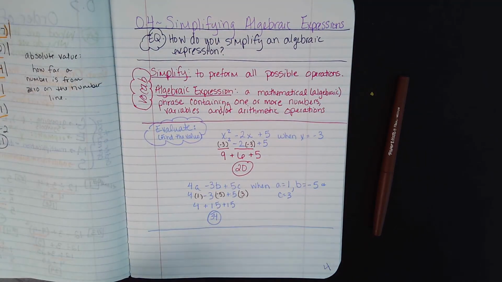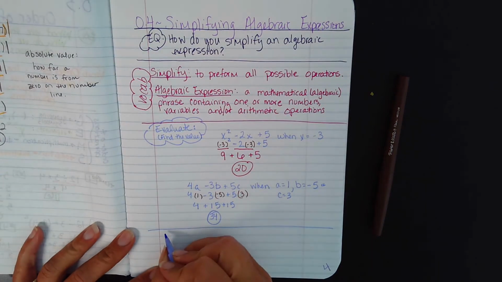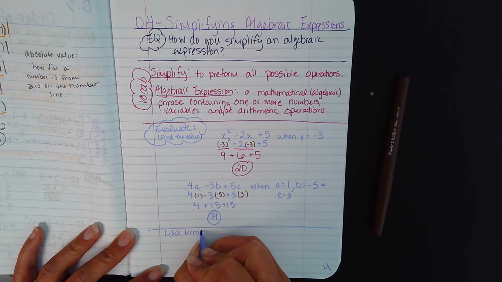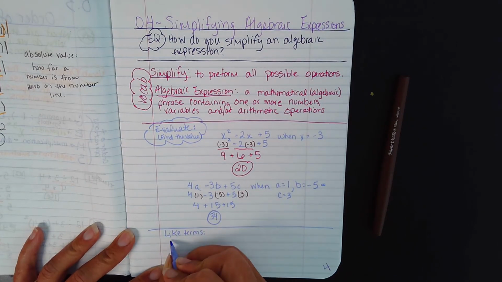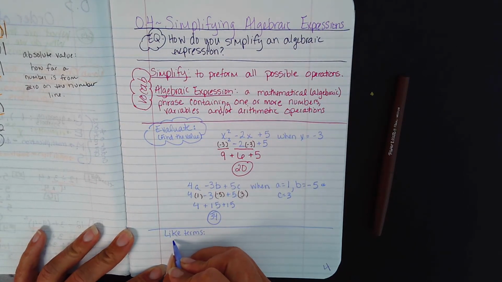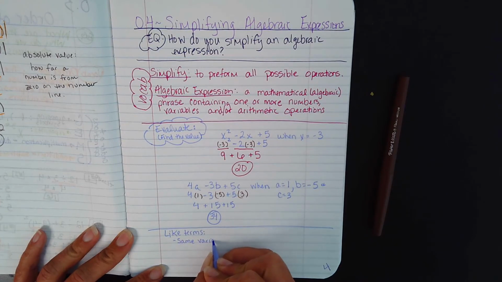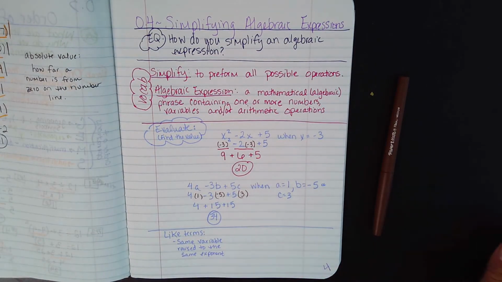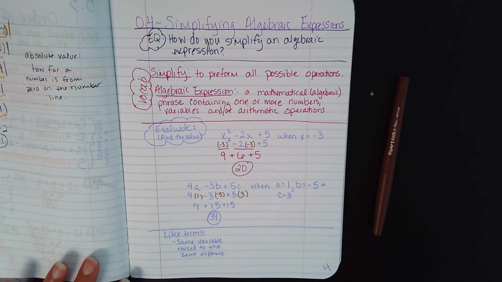Okay, the next thing we're going to talk about is how to simplify if we have like terms. Remember, like terms must have the same variable raised to the same exponent. Okay, so let's start with the example. Oh, this one's a good one.